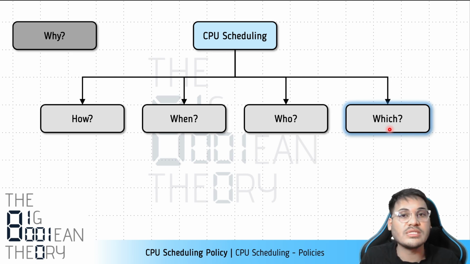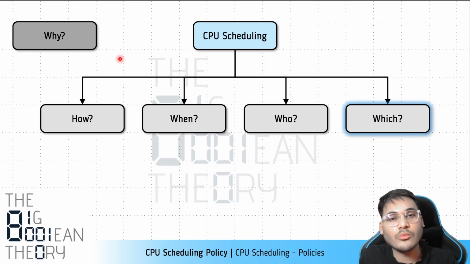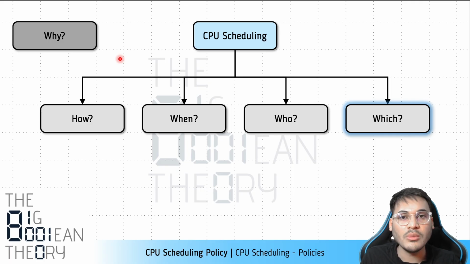Let me recall all the questions quickly. The first question, that is why we are doing CPU scheduling, we said that we want to launch way more programs on a limited number of CPUs. In order to do that, we will do time sharing. We will share the CPU time among multiple processes, and for that we need to do CPU scheduling. So why are we doing CPU scheduling? Because it allows us to share the CPU time among multiple processes and thus run more programs on a limited number of CPUs. So this was the first question, that is why.